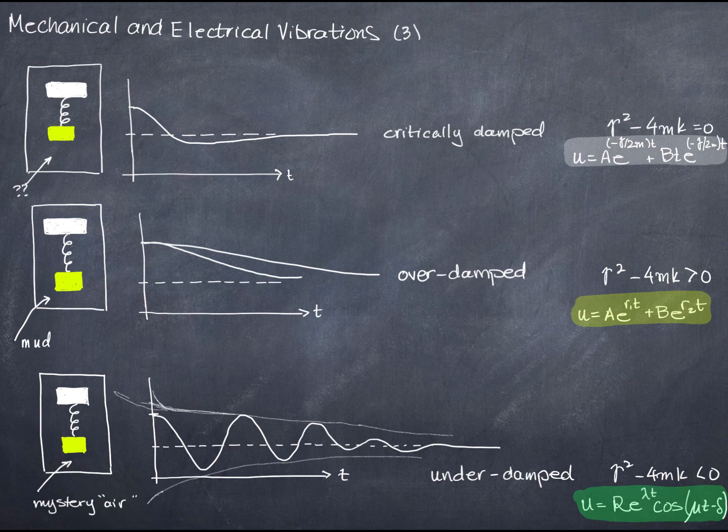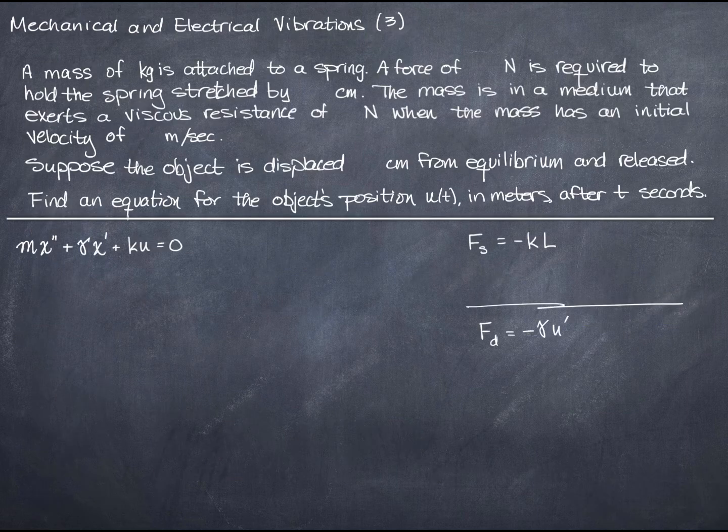Okay, I think it's time we took a look at an example. Okay, let's just read through this and see how far we get. A mass of 5 kilograms is attached to a spring. A force of 175 newtons is required to hold the spring stretched by 70 centimeters. The mass is in a medium that exerts a viscous resistance of 10 newtons when the mass has an initial velocity of 5 meters per second. Let's just start with that.